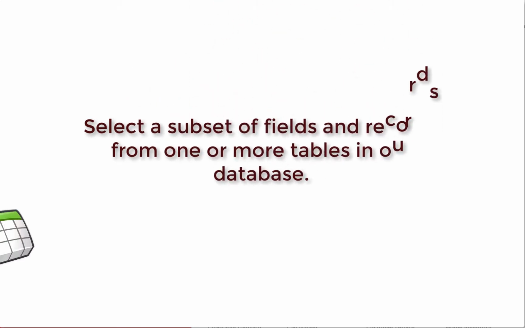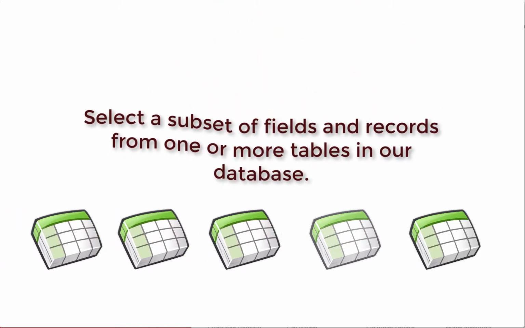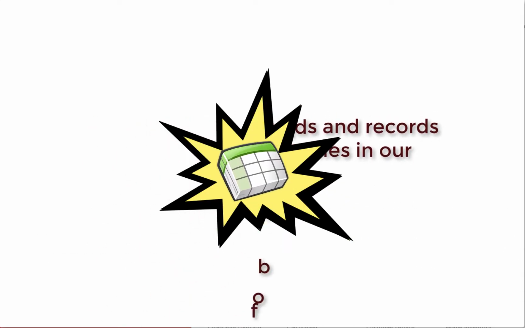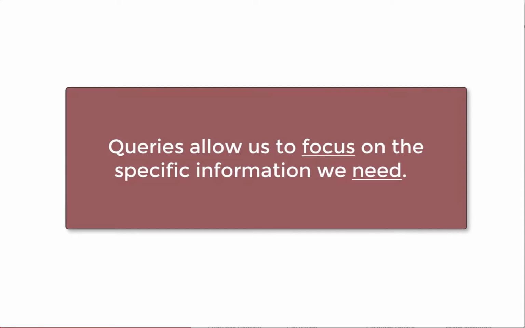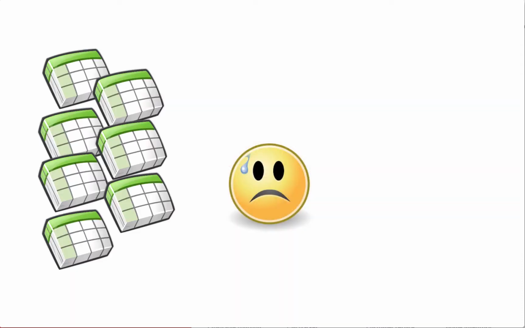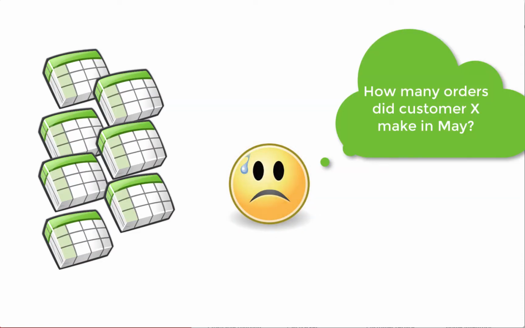What this query does is it allows us to select a subset of fields and records from one or more of our tables and then presents us that selected data in a single data sheet, so it's easy to view. A major benefit of working with data through a query is that we can focus on only the specific information we need, rather than searching through all of our fields and our records from our larger tables.